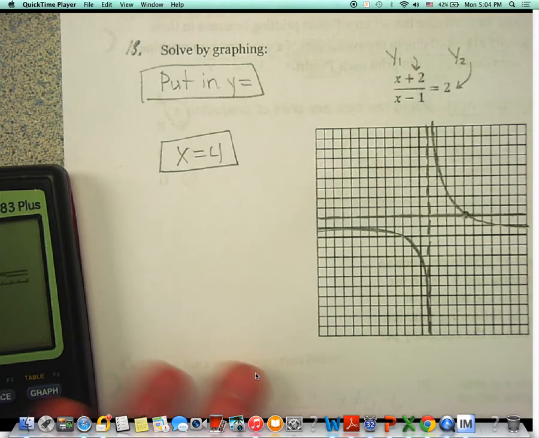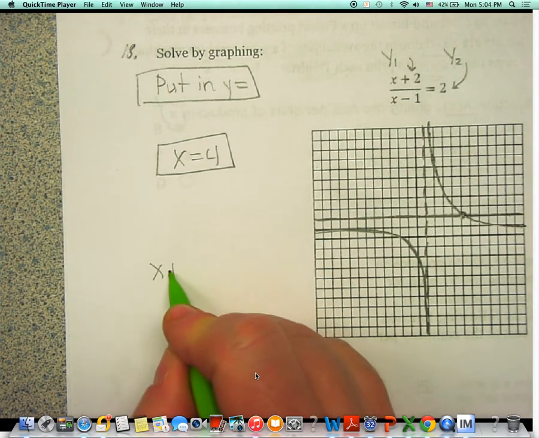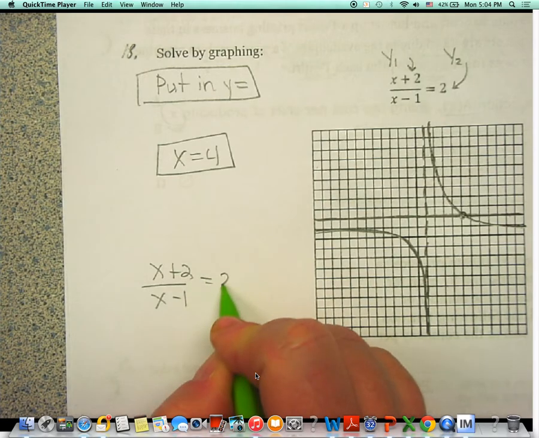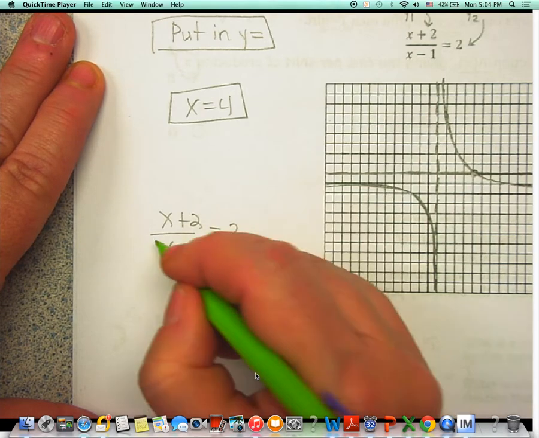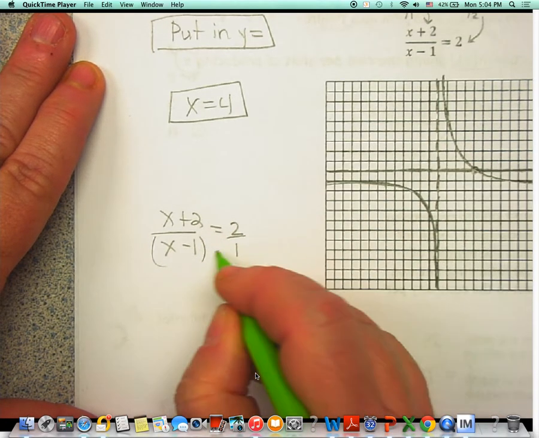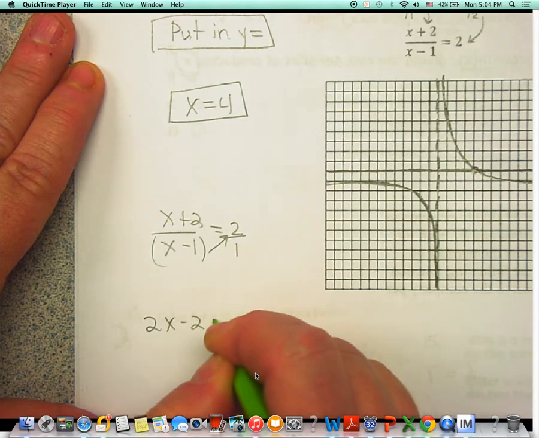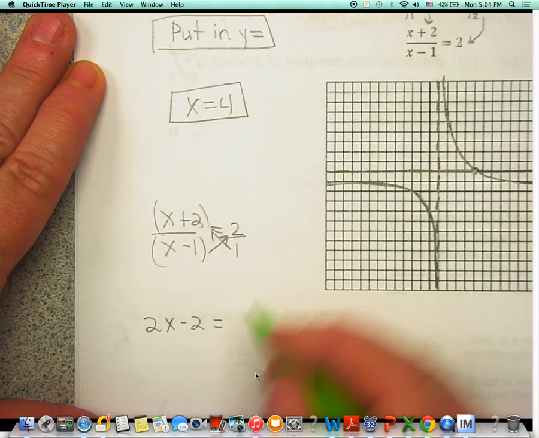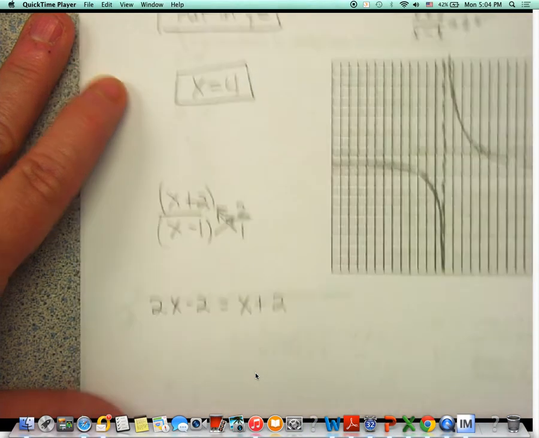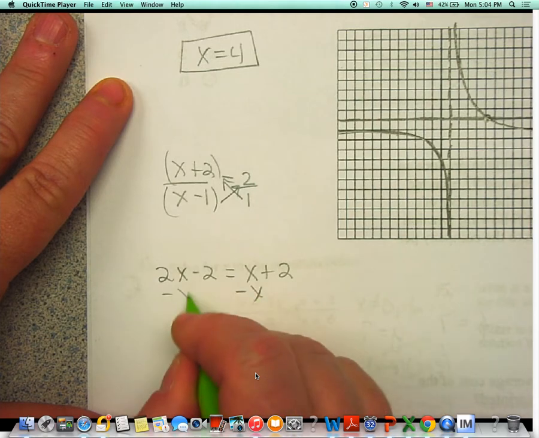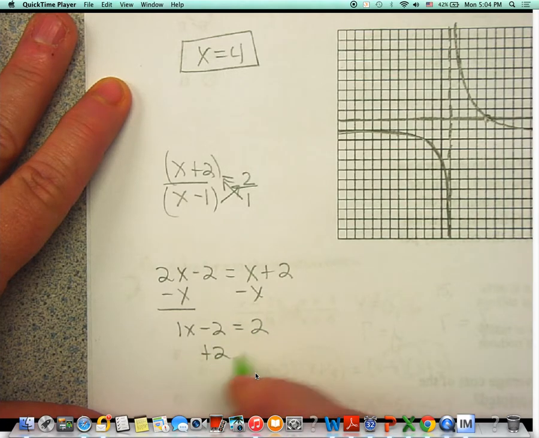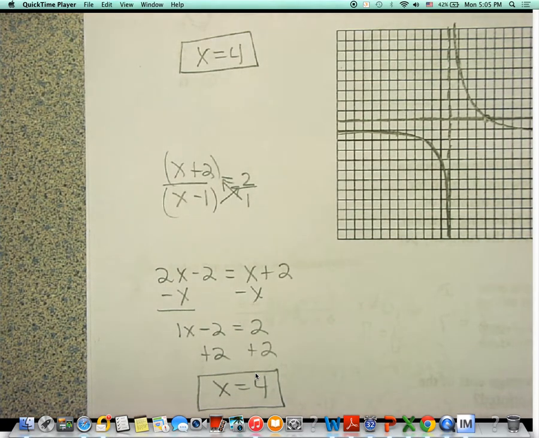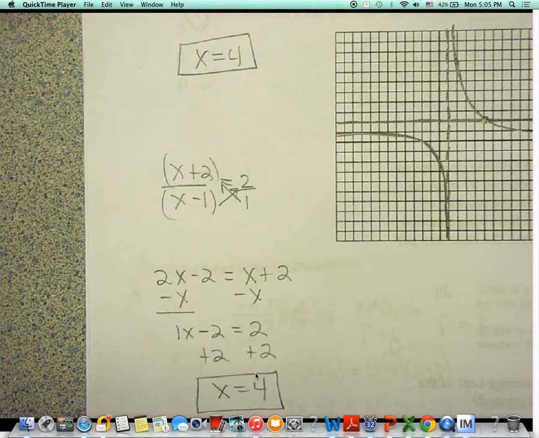Okay, if you don't do it by graphing, then you would do x plus 2 over x minus 1 equals 2. And to solve it, we can put a 1 under here, and then we can cross multiply. So we would have 2 times x minus 1, which would be 2x minus 2, equals 1 times x plus 2, which would be x plus 2. Okay, then subtract x from both sides. We get 1x minus 2 equals 2. Then add 2, and x equals 4. Same thing.